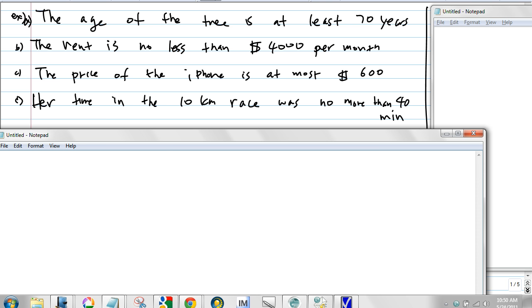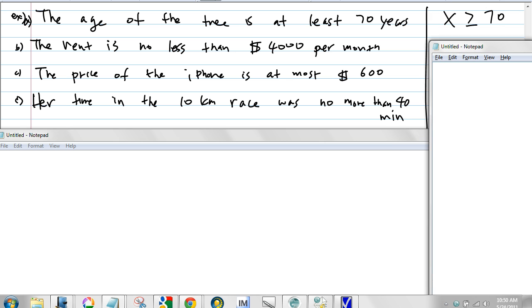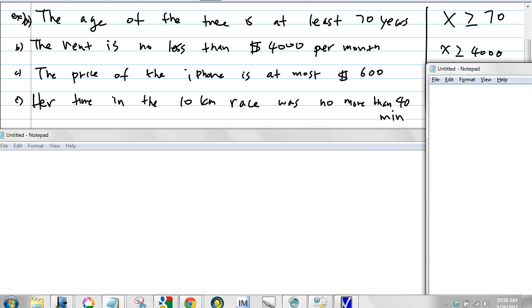Okay, who thinks they know the second one? It says the rent is no less than $4,000 per month. Let's just use X for our variables. Okay, Amber. X is less than or, oh, it's greater than or equal to, isn't it? No less than means it can't be less than 4,000. So be careful, guys. The rent cannot be less than 4,000, so it's got to be more. It could be 4,000, but then it's going to be more than that, right? Okay. What about C?